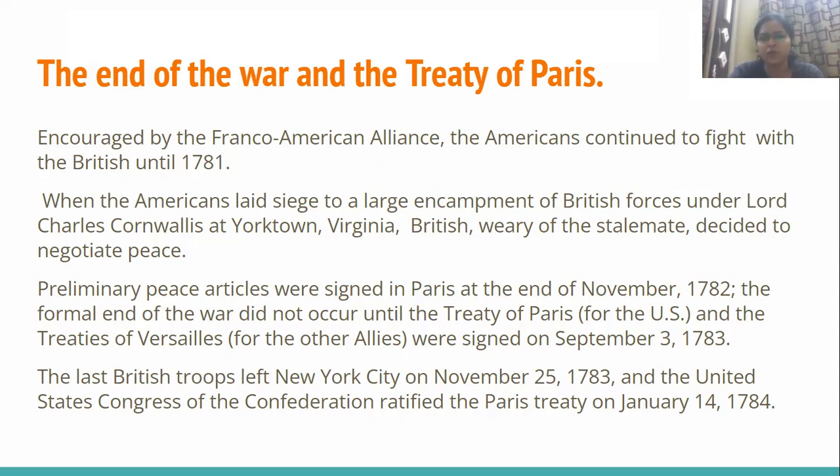Okay, so formally this entire war came to an end. Different treaties were signed. The Treaty of Paris was signed for the US, and for the other allies who participated in the war, a Treaty of Versailles was signed. The last British troops left New York on 25th November 1783, and ultimately the United States Congress ratified the Paris Treaty, and that led to the end of the American Revolution.